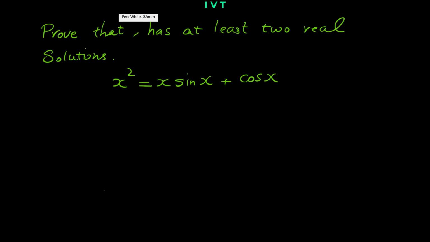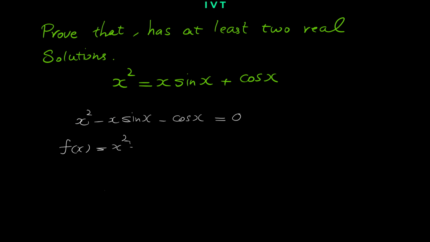First of all, we are going to bring everything to one side and we are going to name it f of x. So x to the 2 minus x sine x minus cos x equal to 0. We moved everything to one side, and we are going to name it f of x. F of x would be x squared minus x sine x minus cosine x. This is our function.